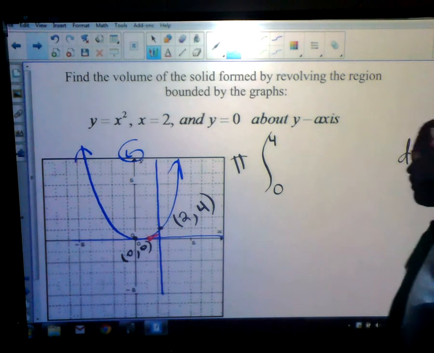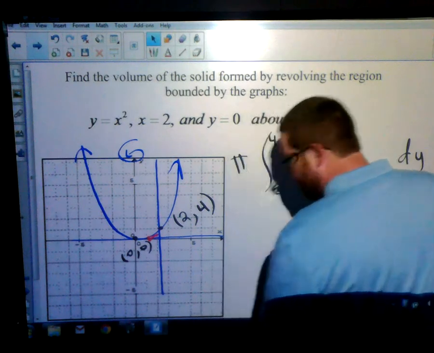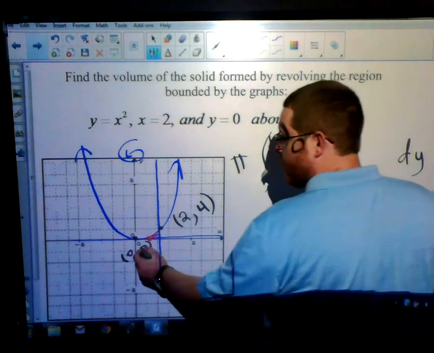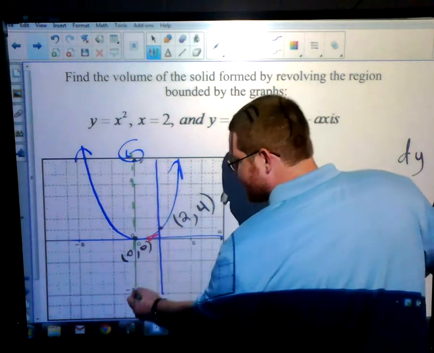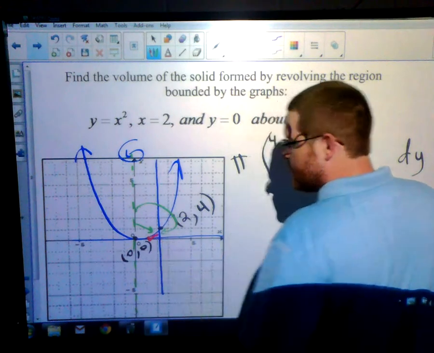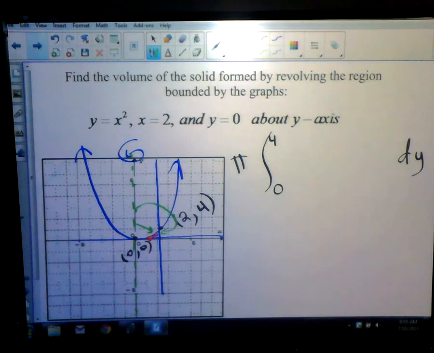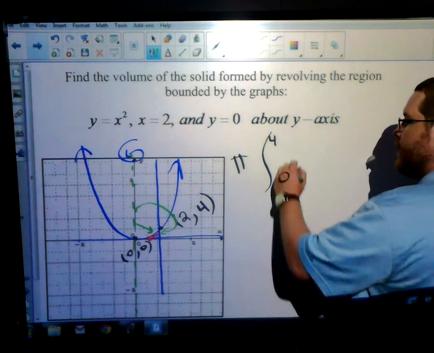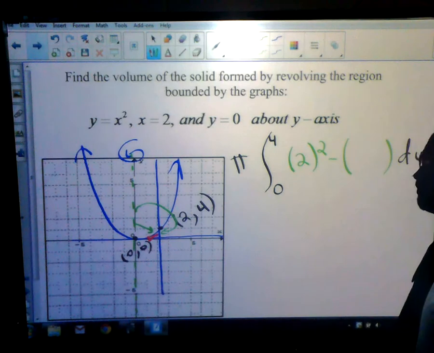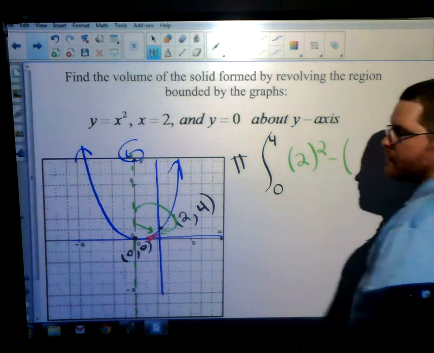Now let's talk about far and close, and remember they have to be y values. They have to be x equals something with a y. From this axis, which of these two functions is further away? The line is further away from the axis. The line is 2. Which one's closest? X squared is closest.